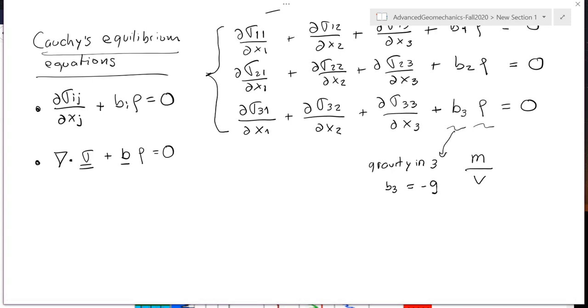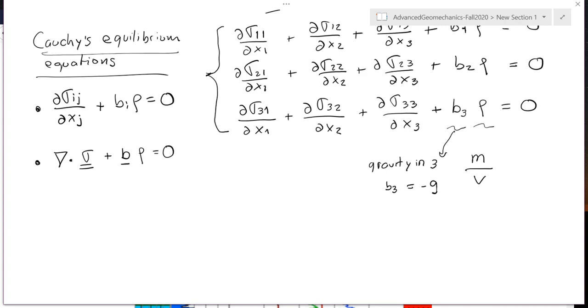All right, so we're going to come back to this Cauchy equilibrium equation because we're going to use it quite a bit. This is one of the 3 equations that we're going to use a lot in this class. But just for now, let's see an application of the Cauchy's equilibrium equation.